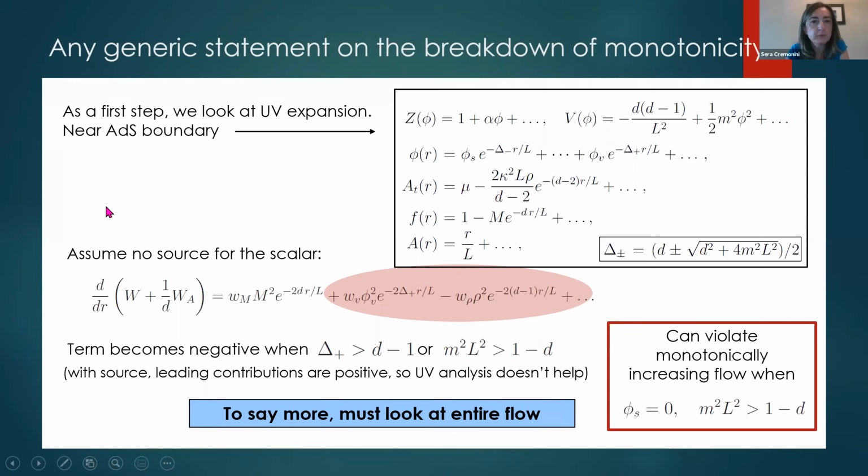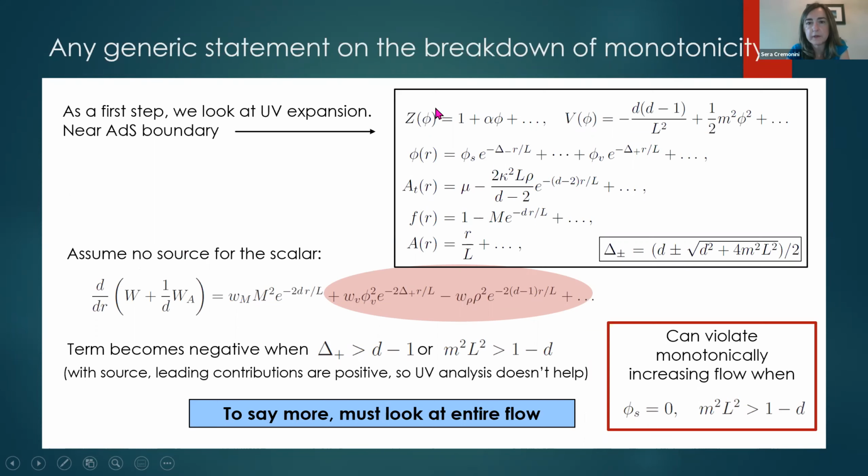Okay, so let me finish by mentioning that you might ask if you could say anything generic about when you might expect this quantity to stop being monotonic. So this W plus 1 over d WA. One thing that one can do is look at the UV behavior of the solutions. So do a UV expansion and then just study when this function changes sign. So you could do that.